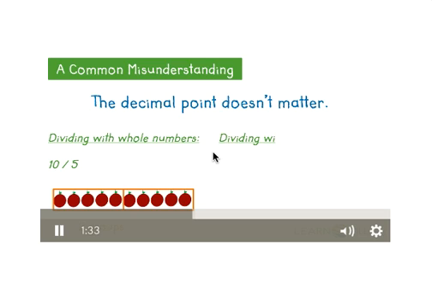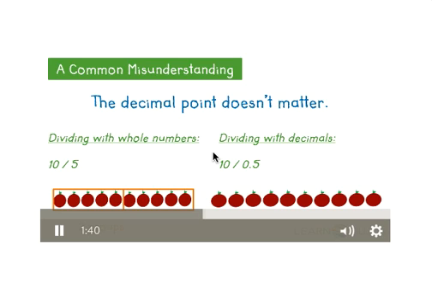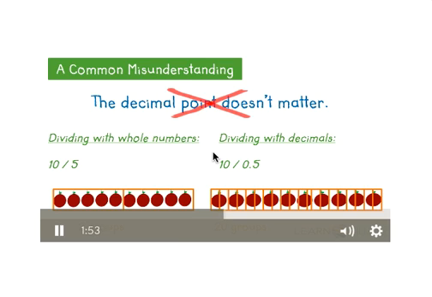But when we divide with decimals, something different happens. Here we have 10 divided by 5/10. So let's start with the same 10 apples, but now we're dividing them into groups of half an apple. So if we did that, in the end, we would have 20 groups. So it's not true that the decimal point doesn't matter. In fact, it's very, very important when we divide.